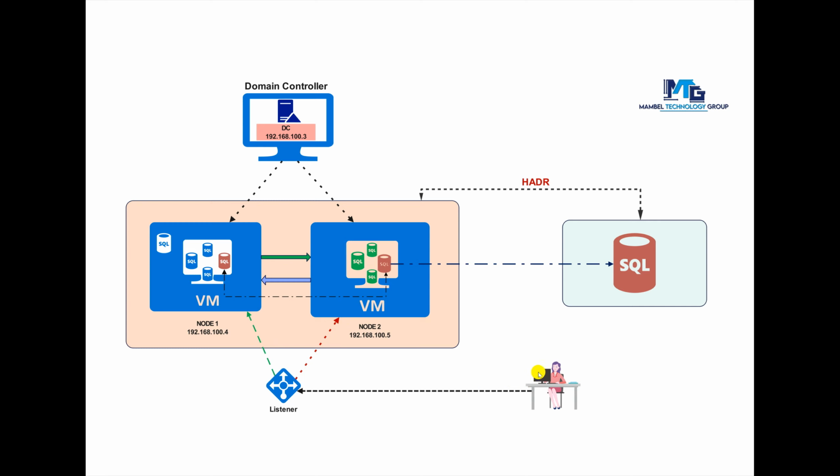So assuming Erica was trying to read data from one of these databases, what the listener does, if the Always On availability group is set to accept read-only routing, which means we have tried to load balance our workload between the primary and the secondary, because in an Always On availability group, all the write operations will always be directed to the primary replica. Whichever replica is the primary will always accept write operations.